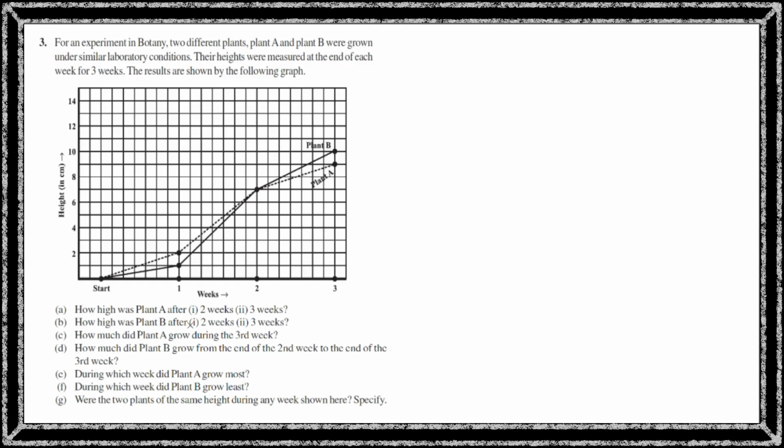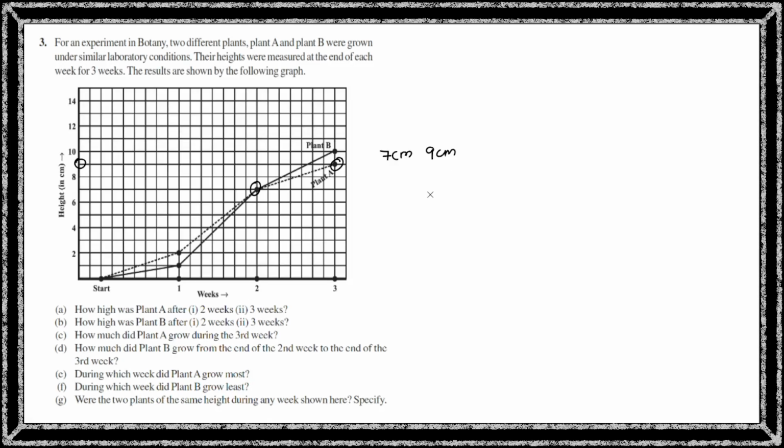How high was plant A after 2 weeks? After 2 weeks, plant A was clearly 7. This is the point I'm interested in. So that is nothing but 7 centimeters, right? So the answer is 7 centimeters, right? And after 3 weeks, plant A is the dotted line. So this is the point, which is nothing but 9 centimeters. This point corresponds to this particular point here, 9 centimeters.